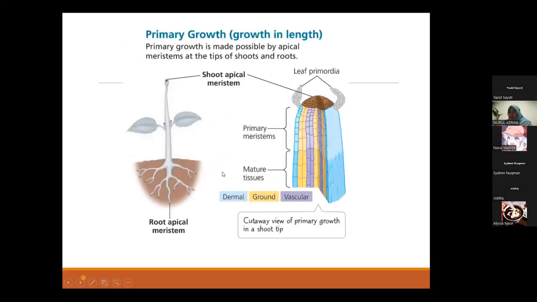Okay, so next one. This one is explaining to you about what is primary growth. So primary growth is growth in terms of length, right? It happens in the tips of shoot and also roots. And you can see if we divide the view of the plant cross section, lapisan yang paling luar ni kita panggil dermal. So we are going to explore this kejap lagi. Then the next layer is ground tissue, and the next layer purple in color is vascular tissue. Ni tak apa, abaikan dulu.